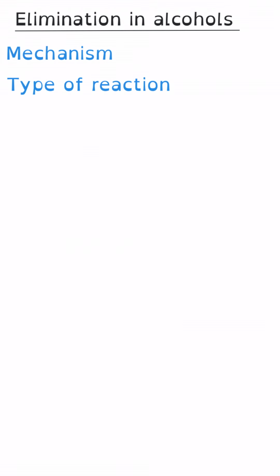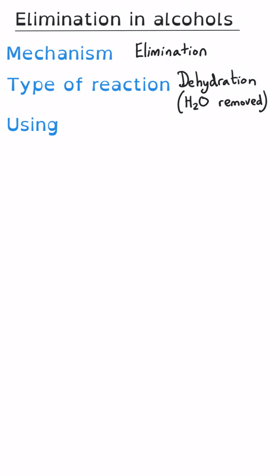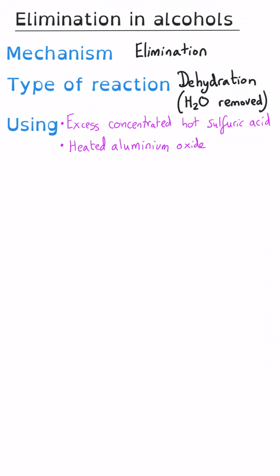Alcohols can undergo the mechanism of elimination in one of 2 ways. Both of them would be classed as dehydration reactions, and the dehydrating agent is what is different between the two processes. First of all, alcohols can be dehydrated with an excess of concentrated hot sulfuric acid, or you could pass the vapours of the alcohol over a catalyst of aluminium oxide that has been heated up. Either way, you make an alkene as your product.